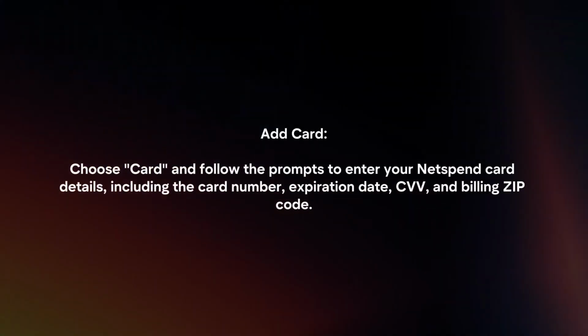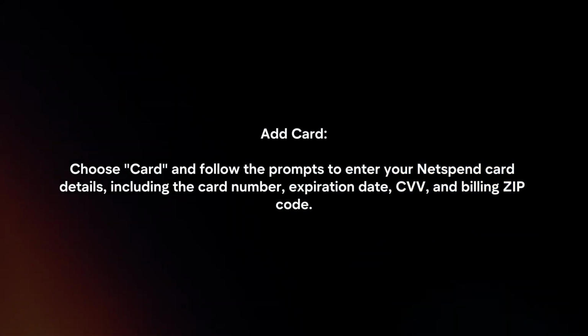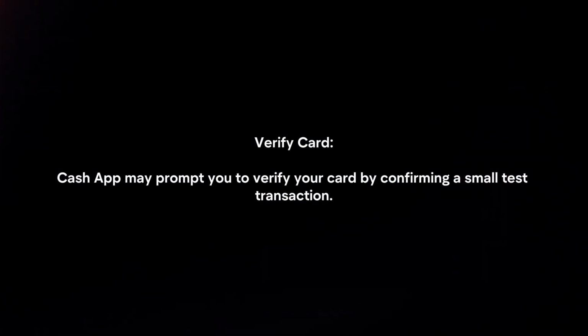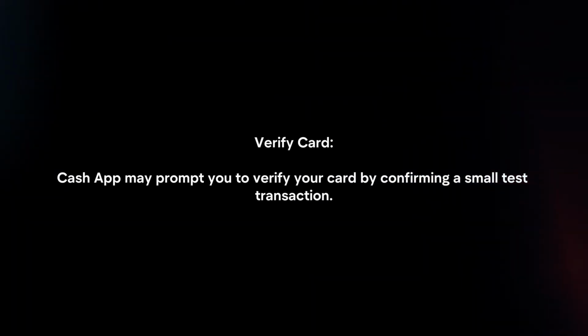Add card. Choose card and follow the prompts to enter your Netspend card details, including the card number, expiration date, CVV and billing zip code. Verify card. Cash App may prompt you to verify your card by confirming a small test transaction.